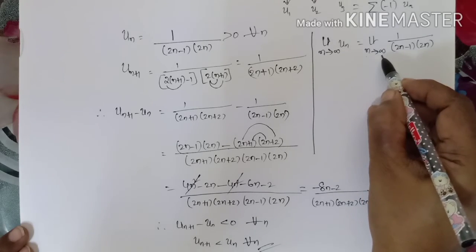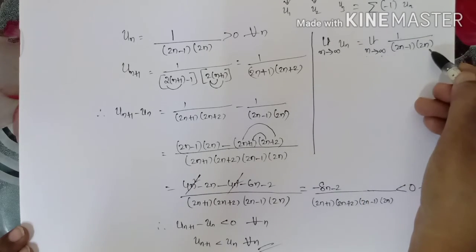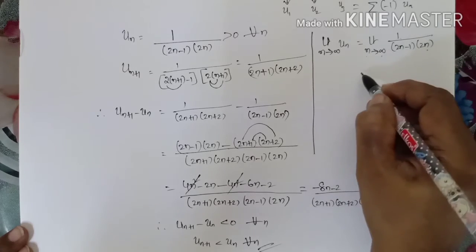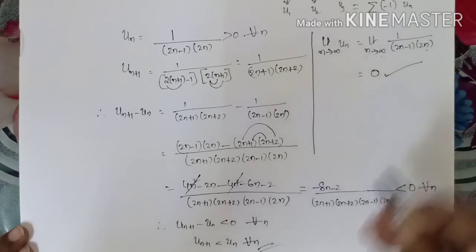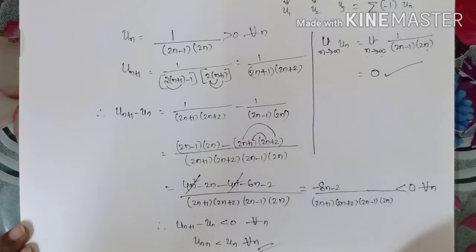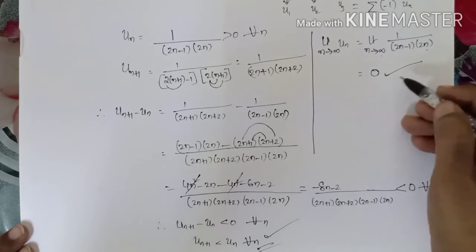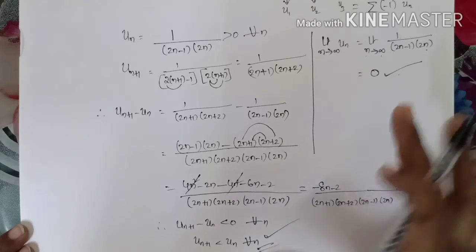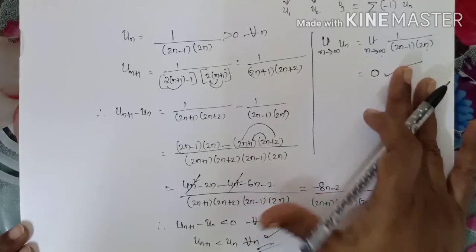As n is tending to infinity, 1 by n tends to 0. Therefore, 1 by 2n is also 0. 0 into something is 0. Therefore, the second condition of Leibniz test is also satisfied. First condition is each term is numerically less than its preceding term. Second condition is limit u(n) is 0. Both the conditions of Leibniz test are satisfied.